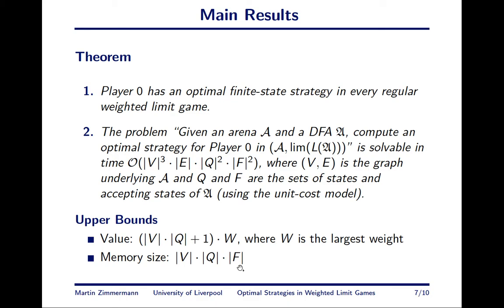Okay, I don't want to explain to you how to prove this. This is a fixed point characterization, a nested fixed point characterization, where the inner fixed point is for reachability and the outer then takes care of the recurrence. Have a look at the paper if you're interested in that. What I want to mention before I conclude is the matching lower bounds for these upper bounds we have proven on the value and the memory.